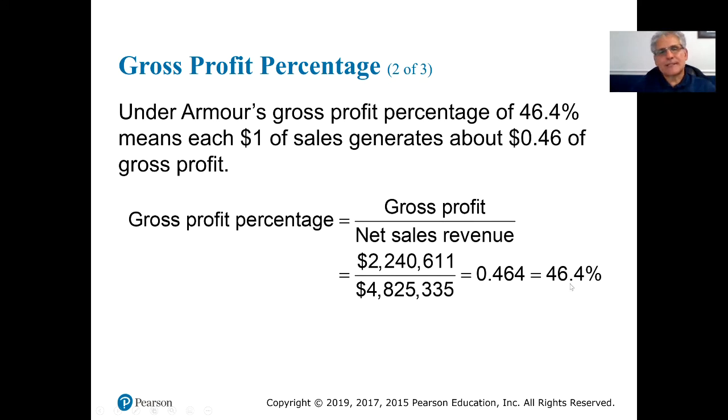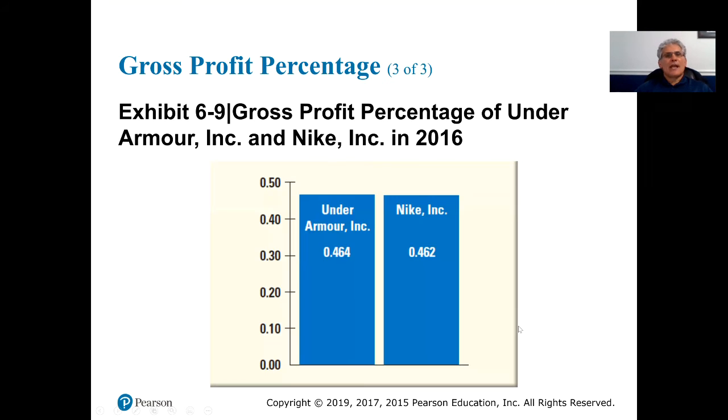Now, this number by itself is almost meaningless. We know 46.4%. Is that good, bad? I don't know. How do we determine that? Well, we're going to take that information and compare it to something. What we like to do is compare it to another company. In this example, Under Armour's at 46.4%. Let's compare it to Nike. They're a comparable company. What are they at? 46.2%. Those are pretty close. In fact, that's close enough where I would say the differences are almost insignificant.